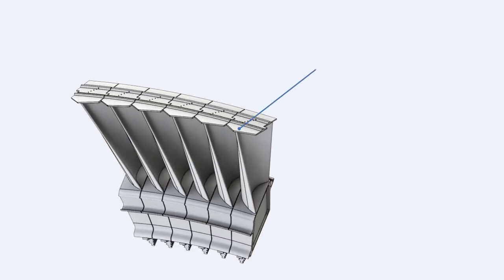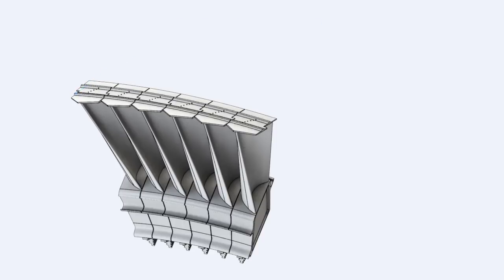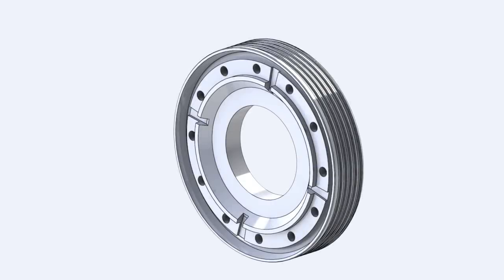The second stage bucket tip is enclosed by a shroud, which is a part of the tip seal. These shrouds interlock from bucket to bucket to provide vibration damping. These shrouds also feature cutter teeth, which open a slot in the honeycomb seal and mate with the seals on the shroud block. The second wheel spacer is located between the second and third turbine wheels.